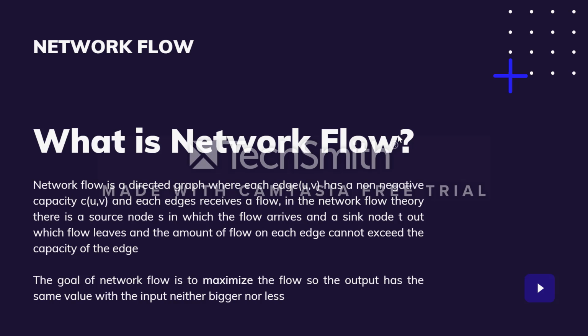Basically, if you have an edge from A to B and the capacity is 10, you will not be able to put a flow value above 10. The value needs to be less than or at least equal to the capacity. The goal of network flow itself is to maximize the flow so the output has the same value as the input, neither bigger nor less.